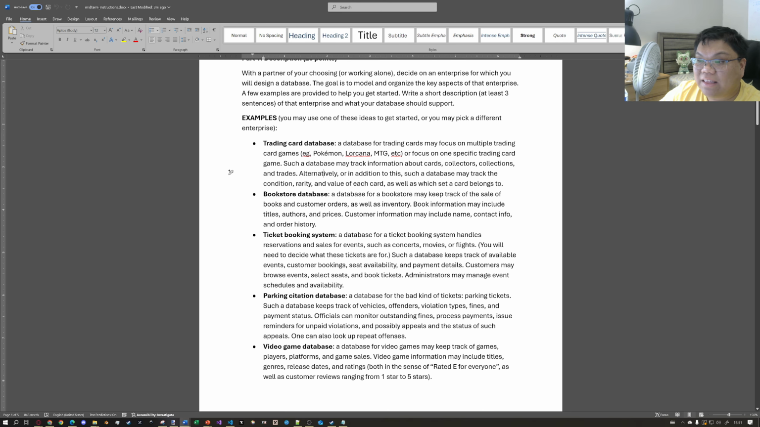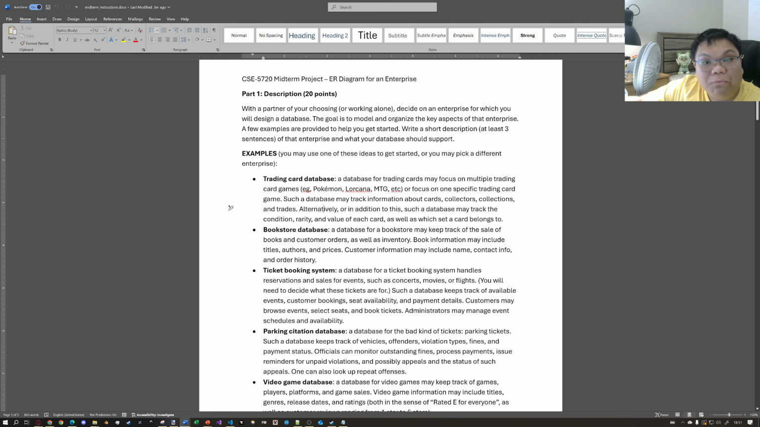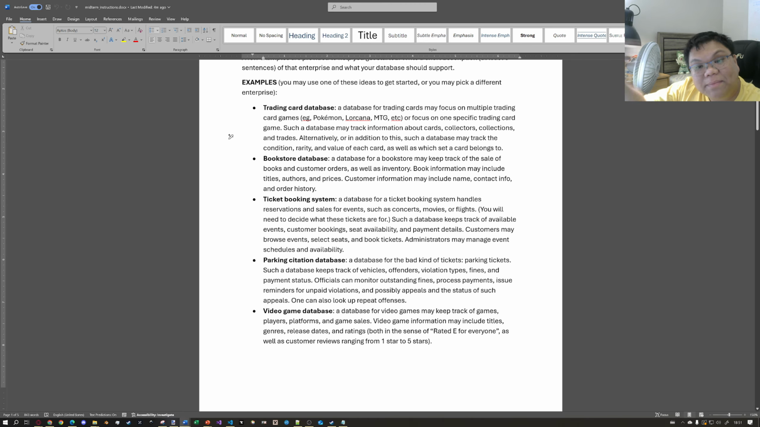Okay, so this part 1 is just a description of what enterprise you would like to make a database for. It doesn't have to be any of these, it could be something else entirely. So you can use any one of these to get started, or you might want to pick out a different enterprise. So that's part 1.